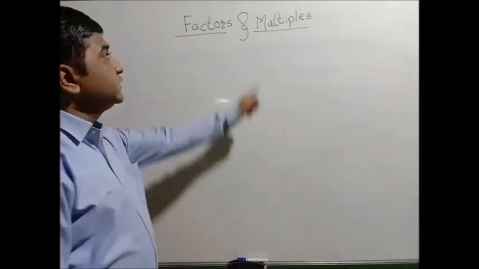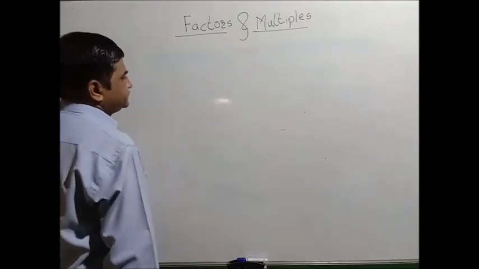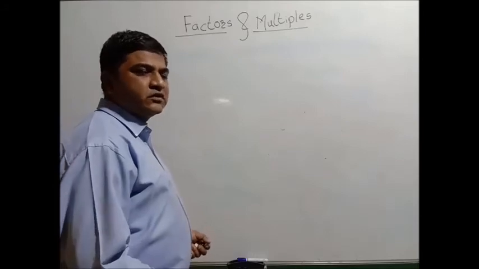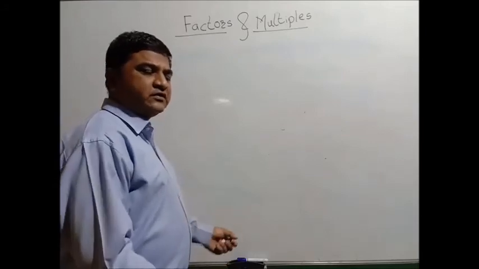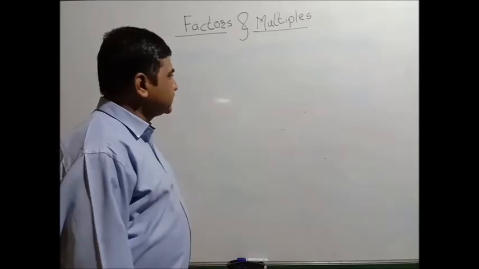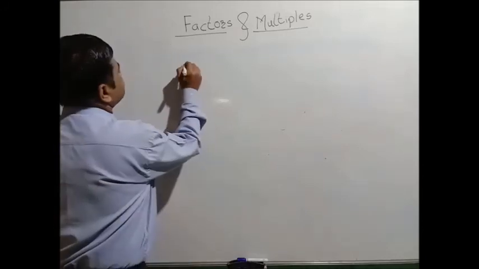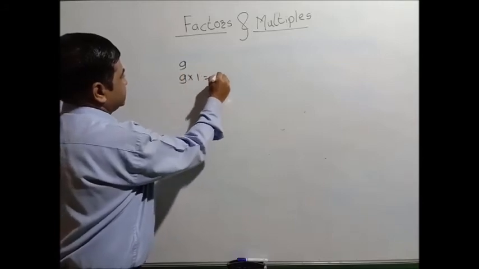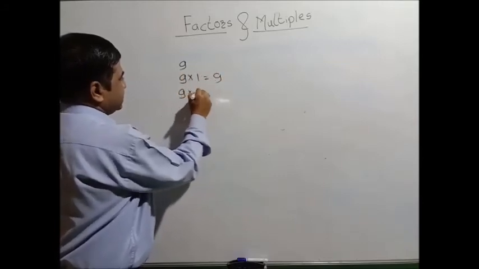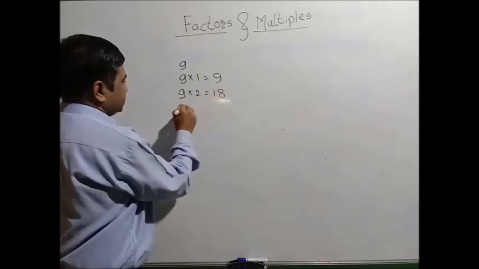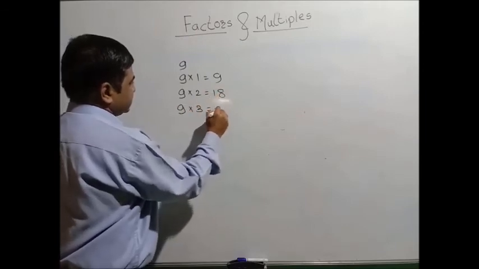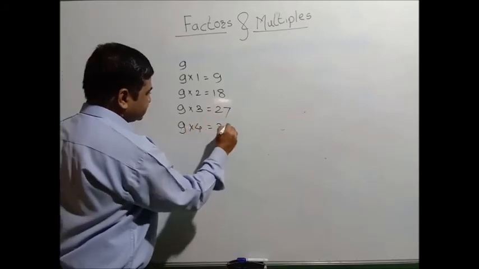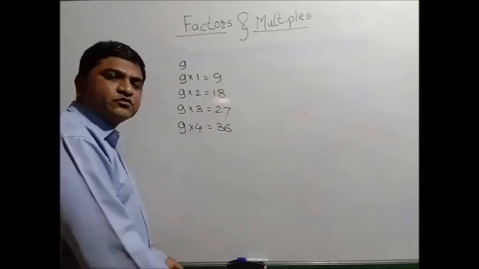Now let us go for multiples. What is meant by multiples? Well, from the first standard itself, we have been writing the tables of different numbers. Take an example of say 9. I want to write the table of 9. I write 9 ones are 9, 9 twos are 18, 9 threes are 27, 9 fours are 36, and so on. We are writing up to 10 also.